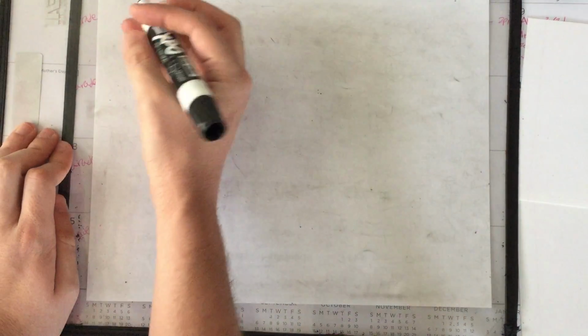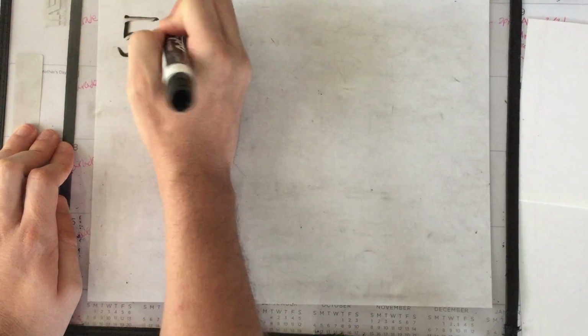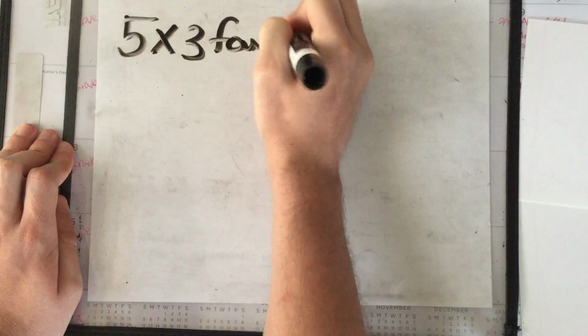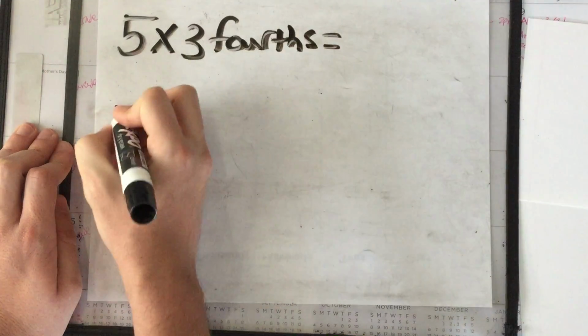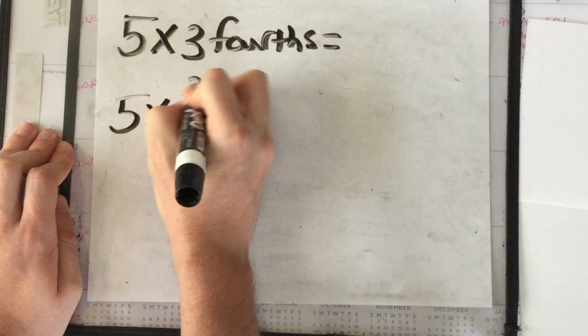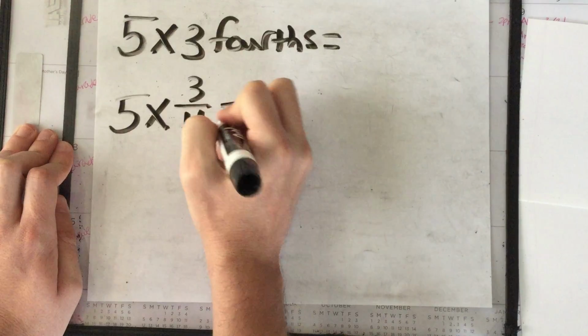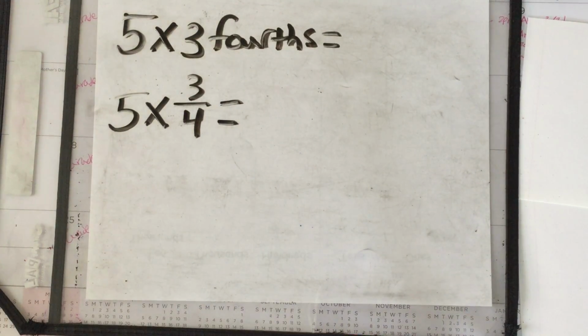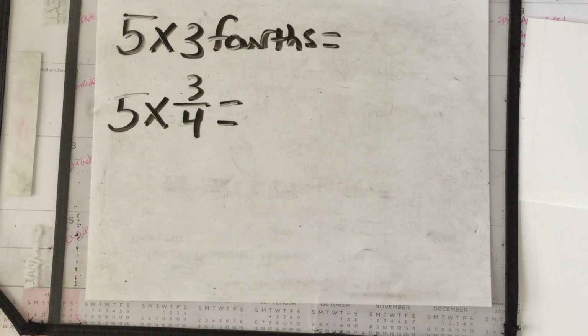Let's try 5 times 3/4. And I'm going to write it out in unit form and in standard form. Let's take a look at this. 5 times 3/4. Now we're at the point where I'm not going to ask you to turn these into mixed numbers. We're going to leave our answers as improper fractions right now.